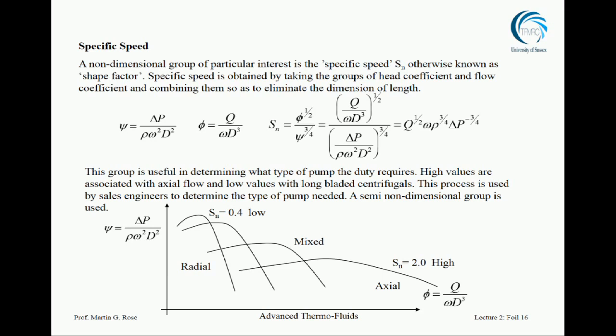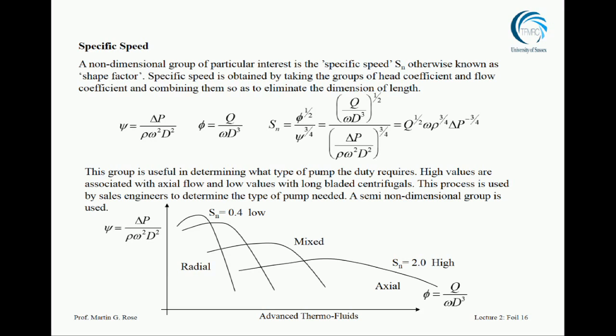If we construct a group which is based purely on those non-dimensional groups, which doesn't have size in it at all, we will have a special non-dimensional number which is irrespective of size. And that's what's going on here. The specific speed is called Sn. It's defined as being equal to the square root of the flow coefficient divided by the head coefficient to the power 3/4. The reason it's like that is to cancel out d. d drops out if you do it this way.